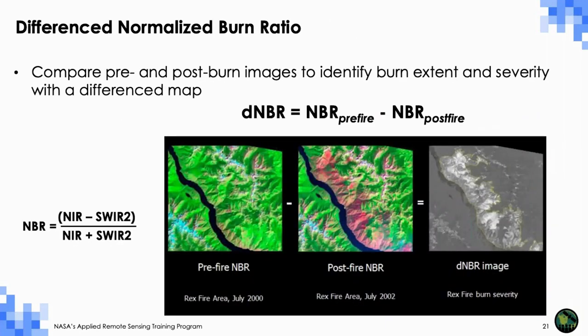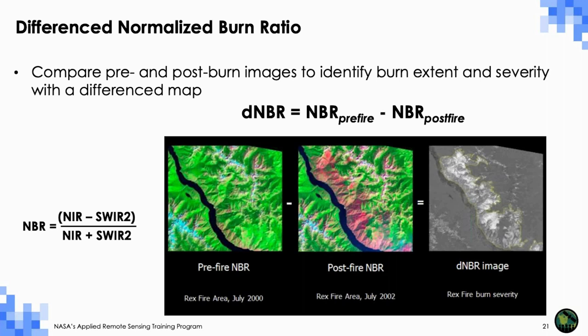So if we take that knowledge of this spectral information further, we can use the spectral properties of a cover type, like burned vegetation in this case, to detect it and compare it to conditions in previous time periods. So in this example, we use the normalized burn ratio, or NBR, to identify burned areas. NBR uses remote sensing data at the near infrared and shortwave infrared to identify burned land surface.